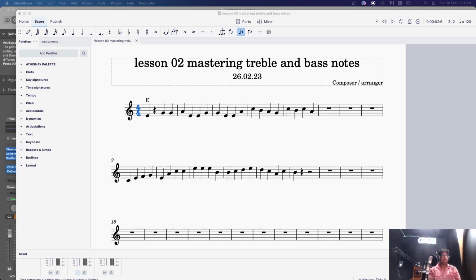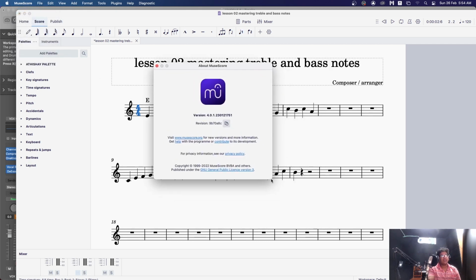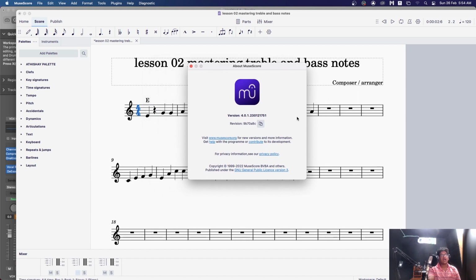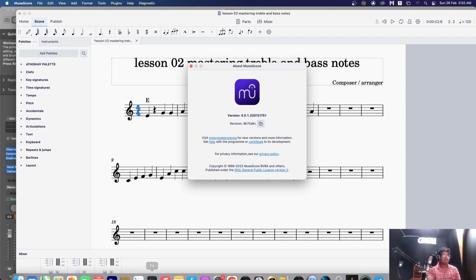So today we'll continue the next topic, or in other words, the same topic revision in notation software. This notation software is called MuseScore. This is a free software, and recently it got updated to MuseScore 4. Initially, a month or 2 months back, we were using MuseScore 3.6, which was pretty awesome. Now it is really the game changer according to me, the MuseScore 4.